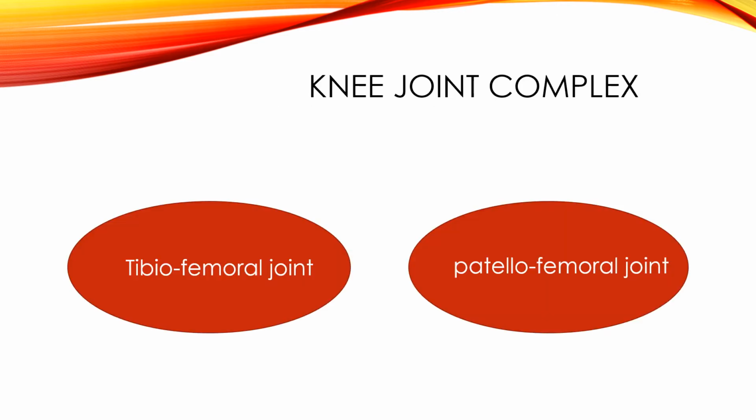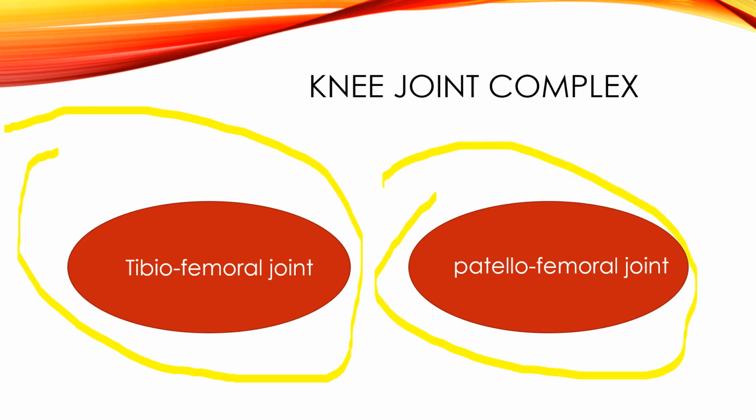So what is the knee joint? The knee joint is not a single joint. It's a complex of joints. It consists of two joints: one is your tibiofemoral joint and one is your patellofemoral joint.